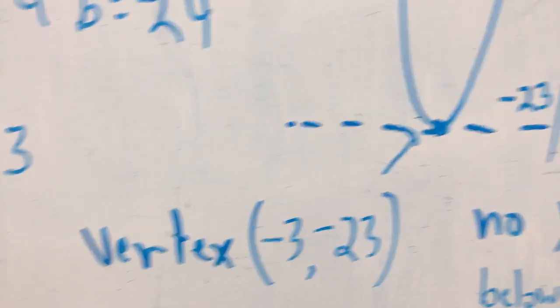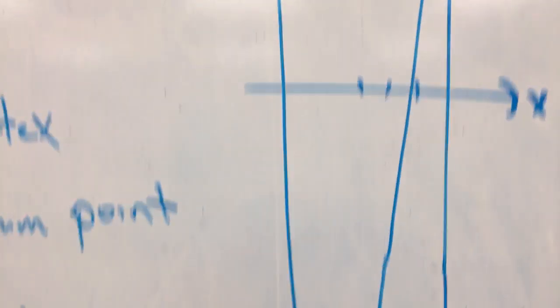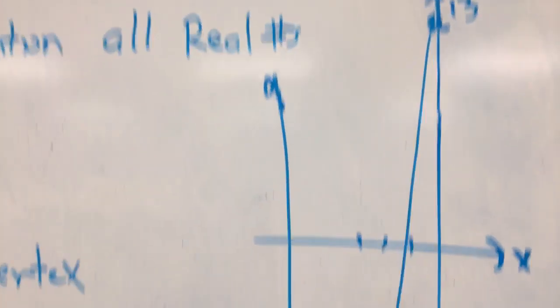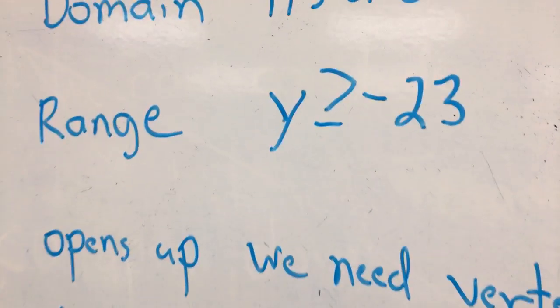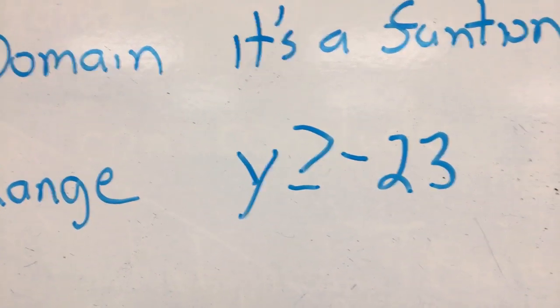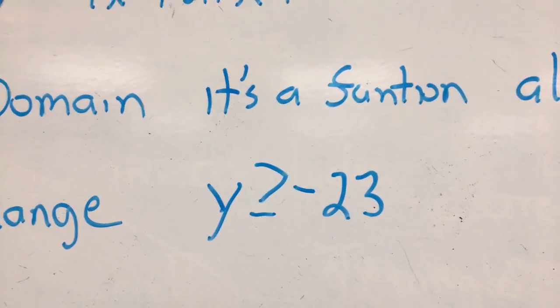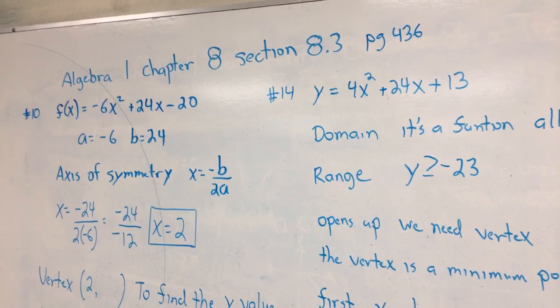So therefore, if you were to draw a quick sketch of this, you don't have to, it would look something like that. And boy, is that a terrible picture. Anyway, negative 23. All the y values for that function are going to be greater than or equal to negative 23. So there's your domain and range. So there are problems number 10 and 14 for you.